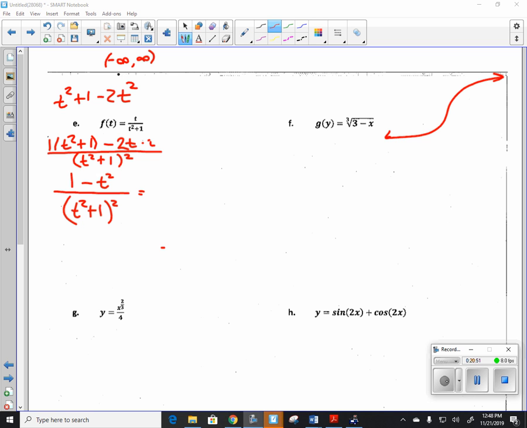Let's see if we can show that. I have u to the 1/3, and I have 3 minus x. What's the derivative of 3 minus x? And what is the derivative of u to the 1/3?